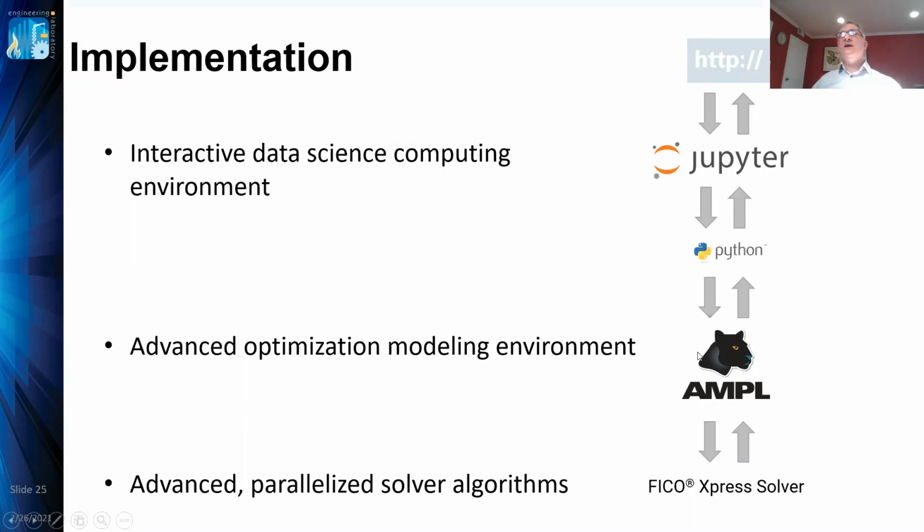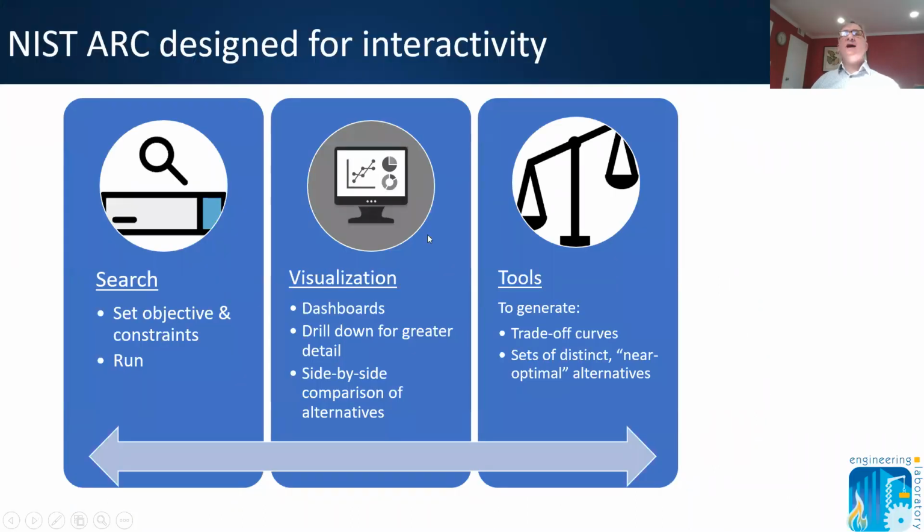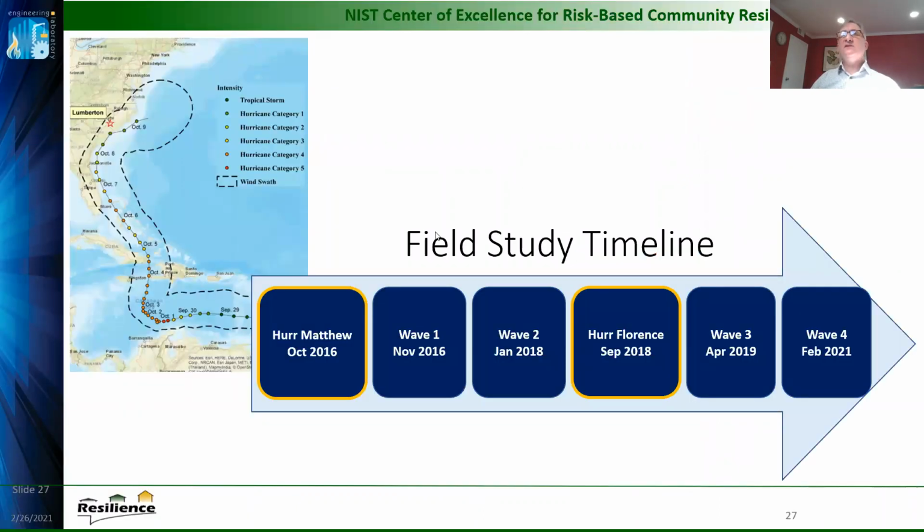It's a modeling environment that separates you from the underlying solver, so we can test different solvers, and we use FICO in our group. So yeah, we have this tool. It's designed for interactivity, and what we're doing now is making it easier to install, easier to use, but also making it more capable, meaning expanding it to include more of the relevant aspects of the problem.